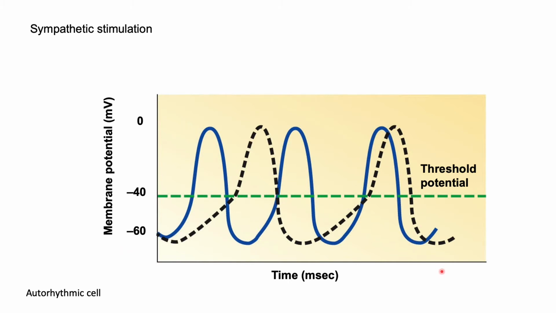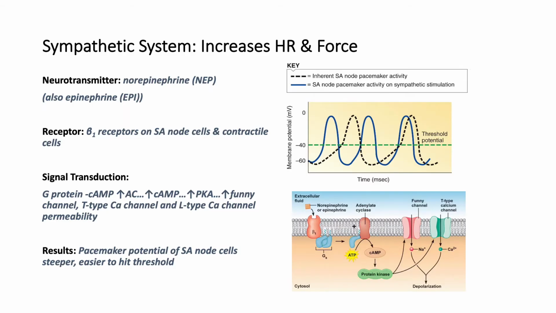Now, if we have a sympathetic response, that's going to increase our rate of depolarization. You can see now we shorten this drift to threshold. It's very steep. So we're hitting threshold 3 times in this time frame, giving us 3 contractions, whereas before we only had 2. So we've increased our heart rate by shortening that drift to threshold. So we see with a sympathetic response an increase in both heart rate and contractile force, which means an increase in stroke volume. Okay, so how are we doing this?